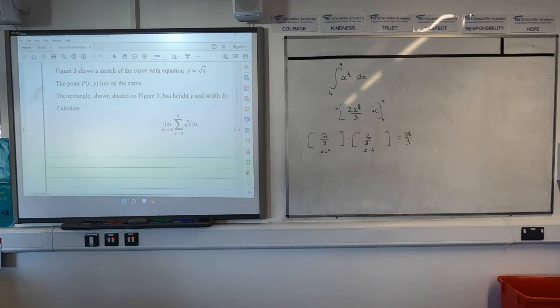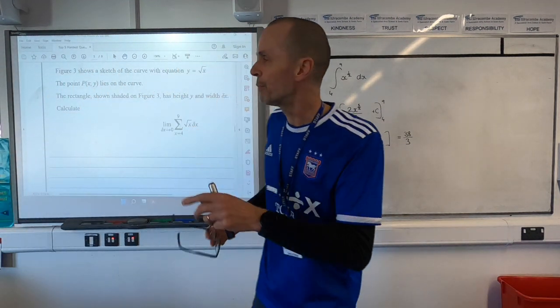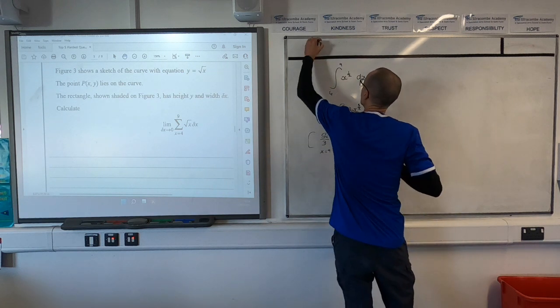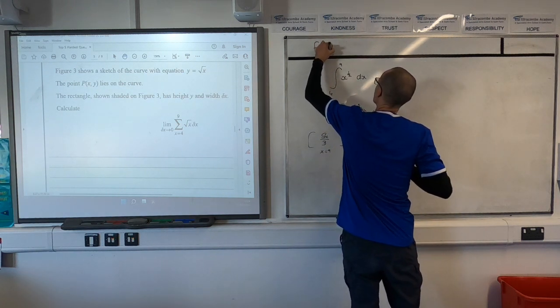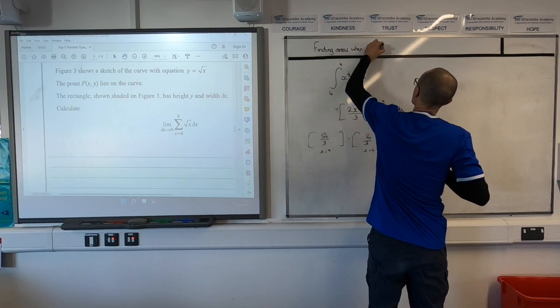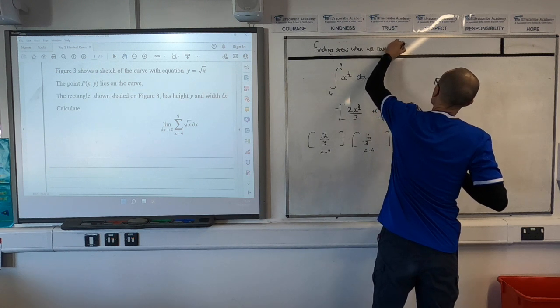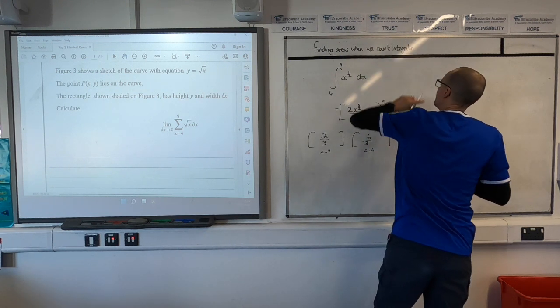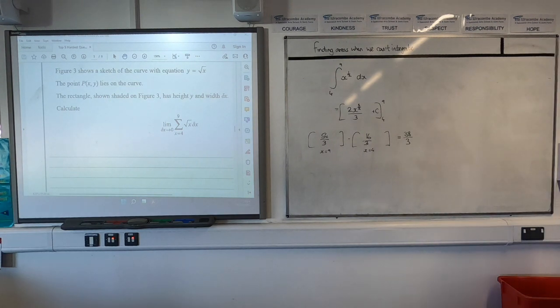Okay. Right. So that is all the things we can integrate. And we've done a whole load of techniques, but still every now and then you'll get something that you can't integrate. So how do we find the area under a curve if we can't integrate? Finding areas when we can't integrate.